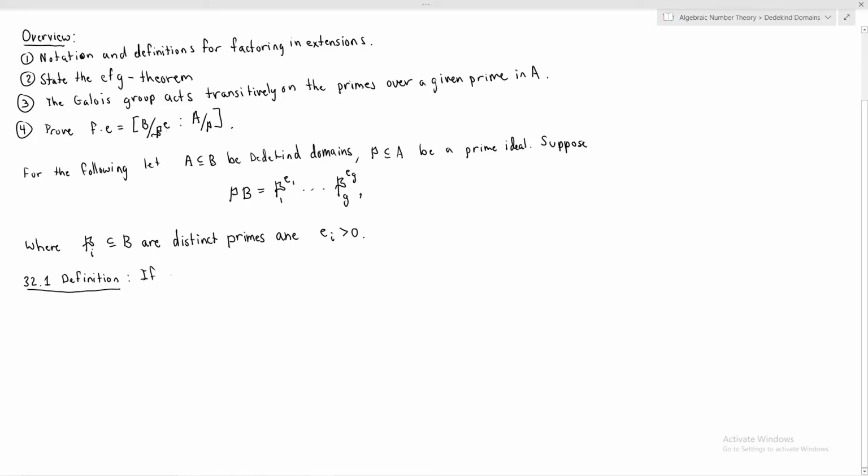32.1 definition. If any Ei is greater than 1, we say that the prime ideal P is ramified in B. Each of these big Pi is called a prime lying over P, or a prime over P.